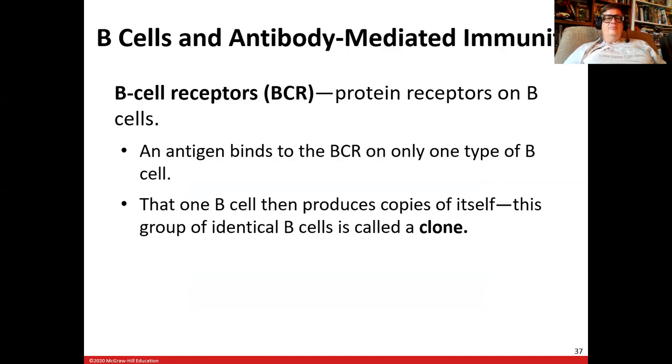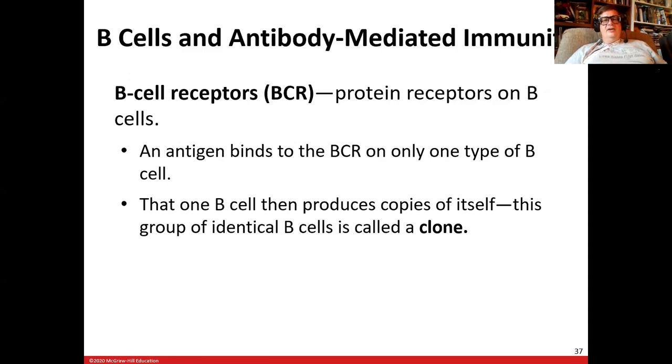All right, so B cell receptor proteins are, not surprisingly, the proteins on the B cells. Let's see if I can move this. Yeah, I can do that. And I can move this up here. That's also annoying.